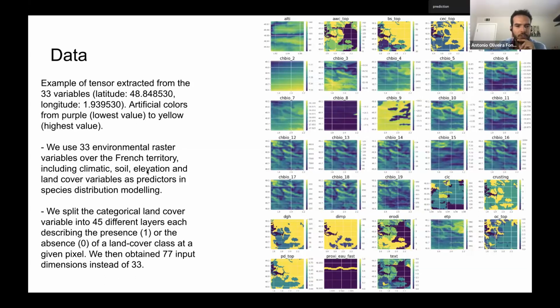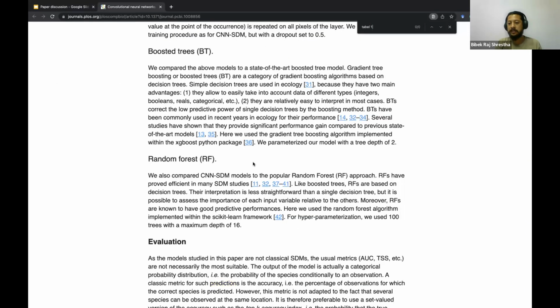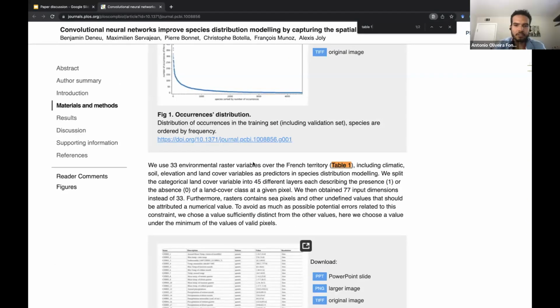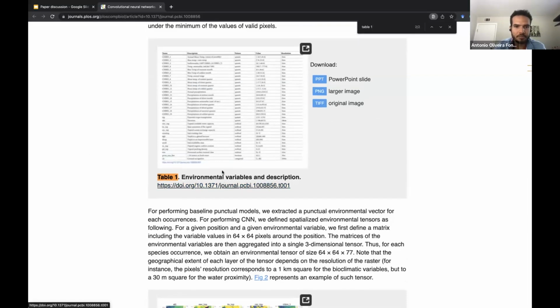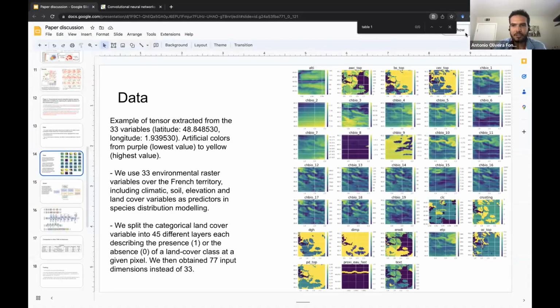Right. They do mention in general what these 33 environmental raster variables stand for, right? So they say soil, elevation, land cover variables, predictors, and so on. I don't know which one is which because they just say CH bio. They do in table 1, I think, Antonio. As Alex told, it's about temperature, like mean temperature of driest quarter, precipitation of driest month, something like that. Okay, so they do that in table 1. This table. Okay, yeah, excellent. Very good. So now we know what each one of them stands for, right?